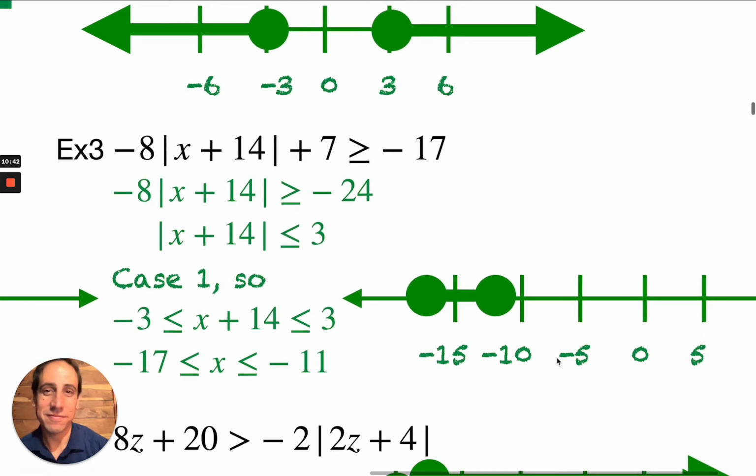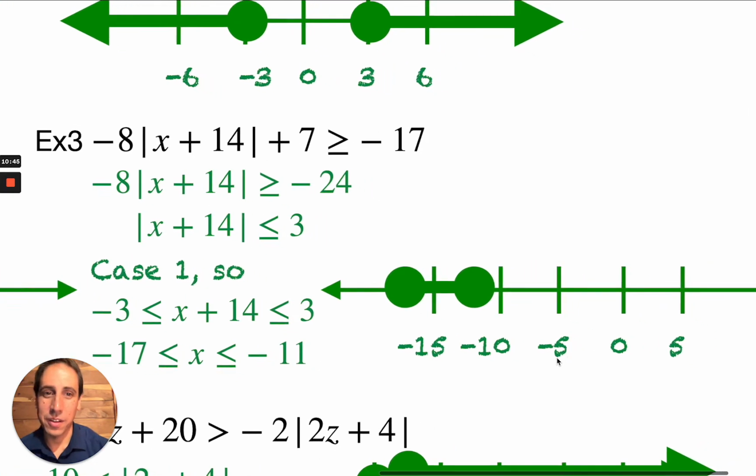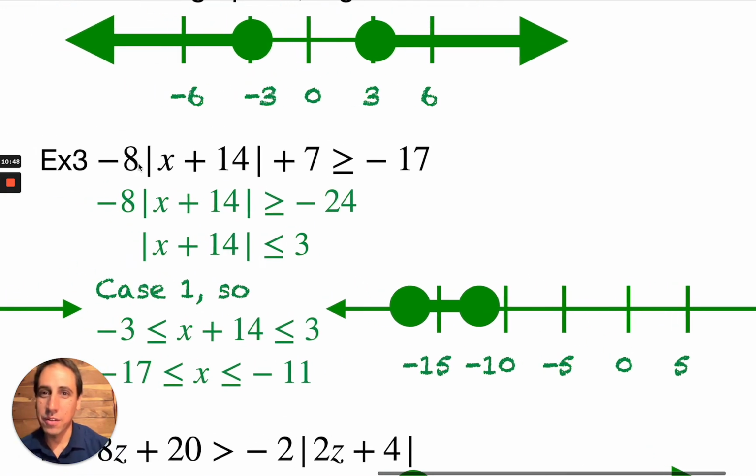Italian restaurant. All right. Example number 3. So here we go. We've got this going on, and you see there's stuff on the inside of the absolute value, stuff on the outside of the absolute value. We're going to undo the addition first to get this. We're going to undo the multiplication next to get this. And notice, anytime you multiply or divide an inequality by a negative number, you have to flip the sign. So in this case, we are dividing both sides by -8 to undo this multiplication. And so it goes from greater than or equal to less than or equal to, and that's flipped. And that's just 3. Looking at this, it fits the pattern of absolute value less than or equal to 3.